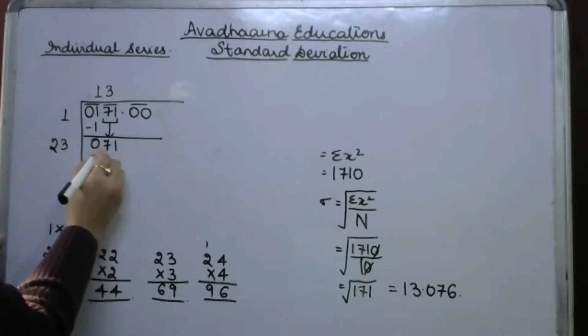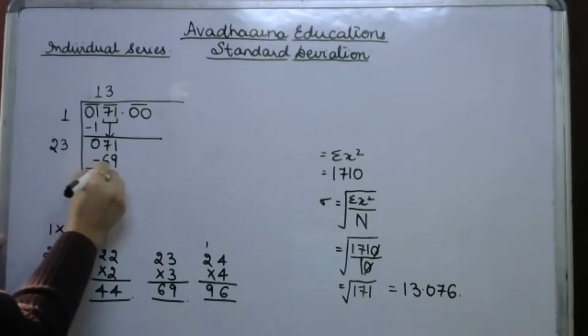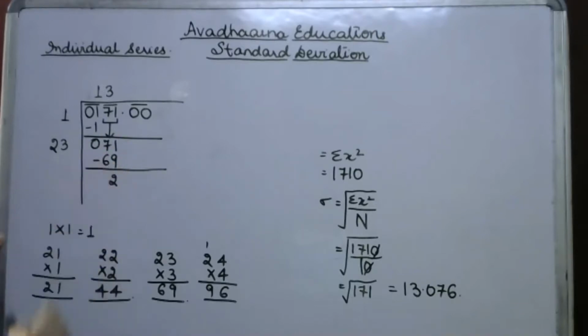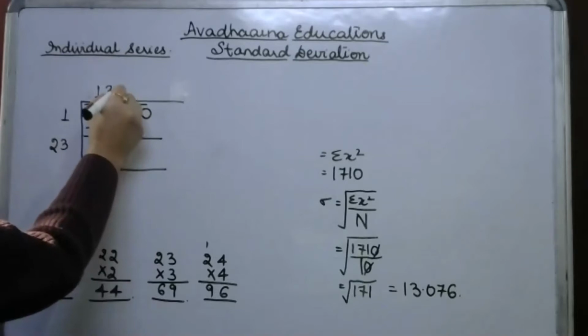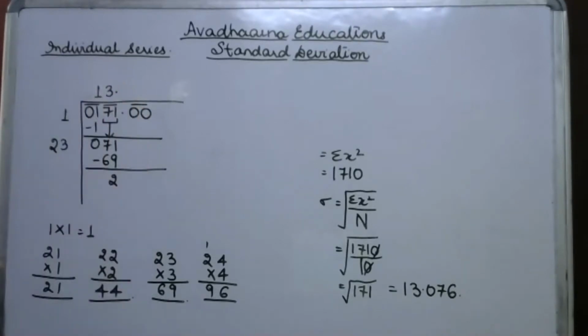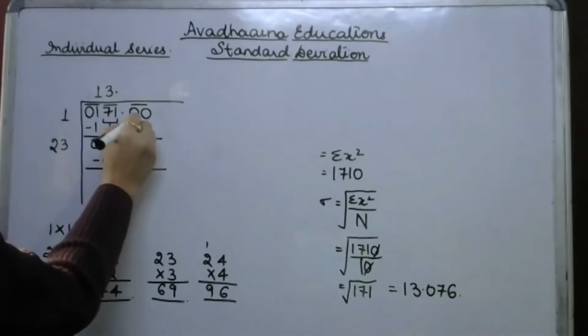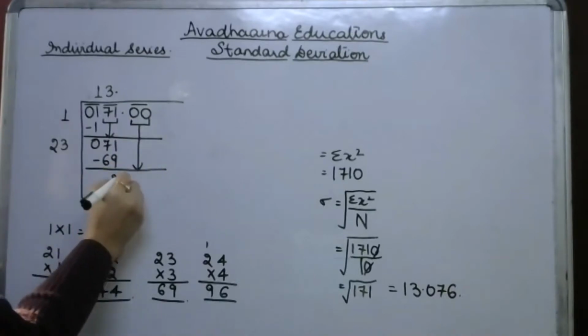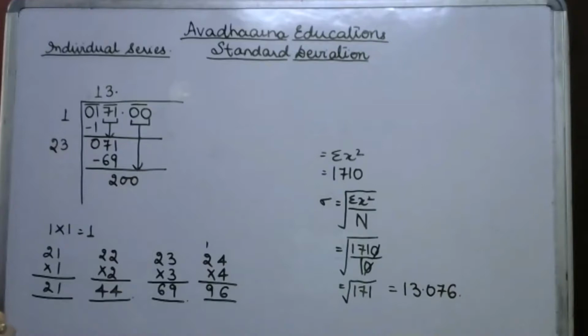And then this is 23 3s are 69. And then the remainder is 2. Fine. Remainder is 2. Now the next step is, now since there is a decimal, so we'll put decimal in the answer quotient, and then again we are going to take the second next pair in the dividend. So it is 200. Now 200.